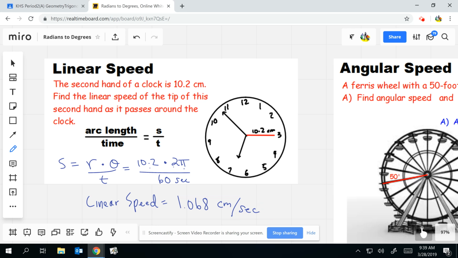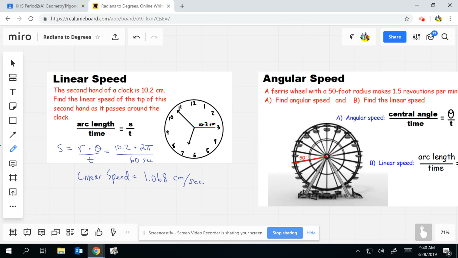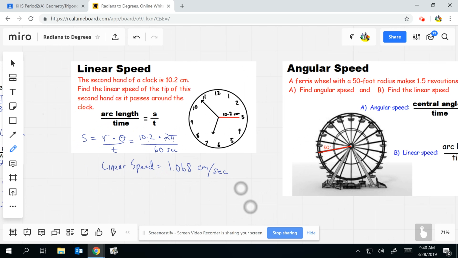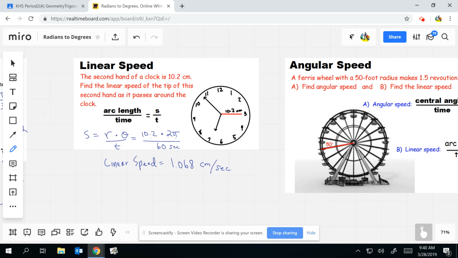So we know the second hand's moving, we just didn't know how much it's moving. It could change if the circle's bigger, because you're just breaking your circle up into 60 seconds. A bigger circle would be faster in centimeters per second because you'd be moving more, but a smaller circle would be moving less. So this is going 1.068 centimeters per second. That's called linear speed. Linear speed is always a unit over a time. In this case, our unit is centimeters and our time is seconds.